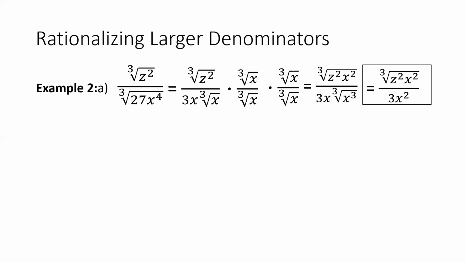I can't simplify any further because there's a number on the bottom, there's nothing on top. I can't simplify the cube root on top any further because I only have 2 z's and 2 x's. So that's it. That's my final answer.